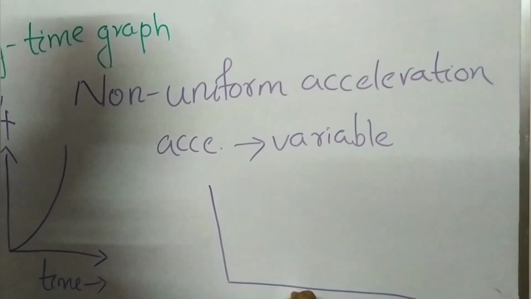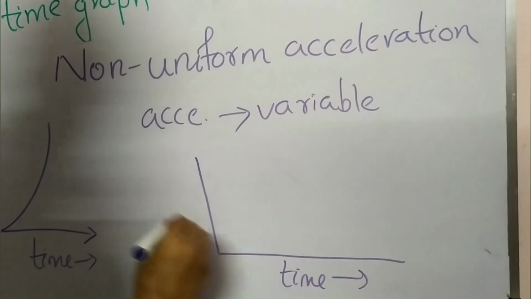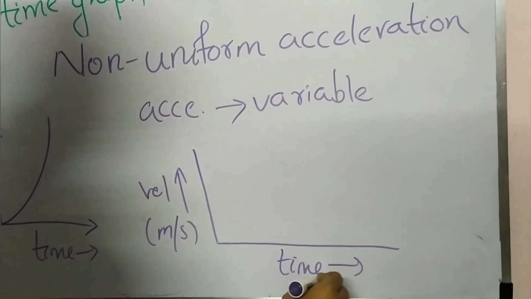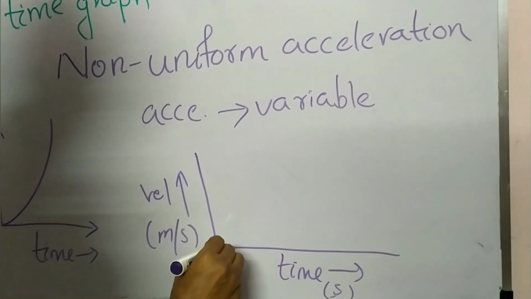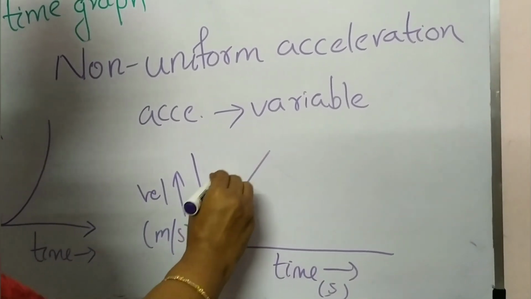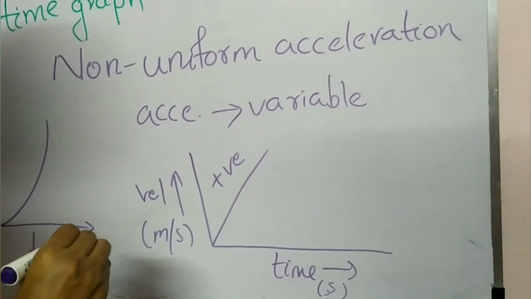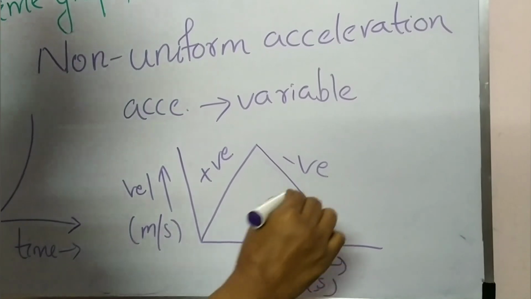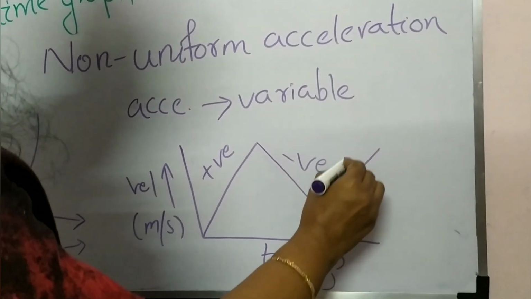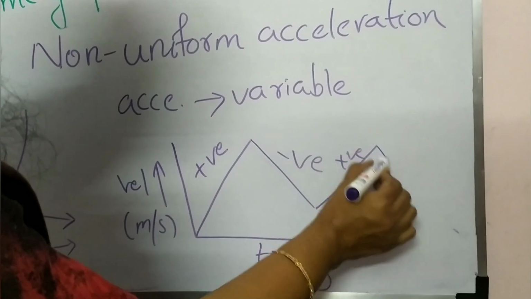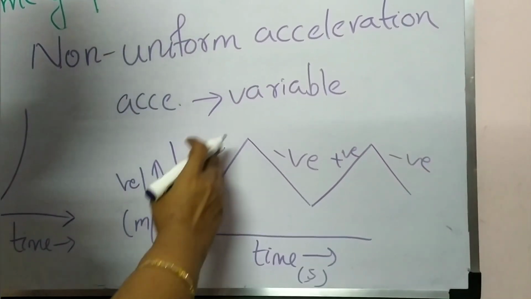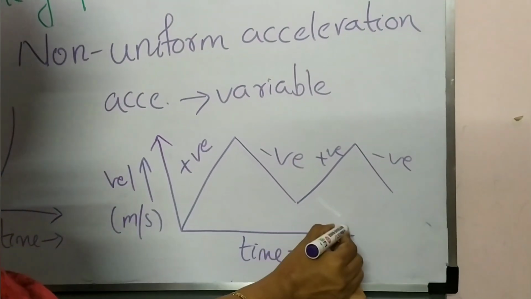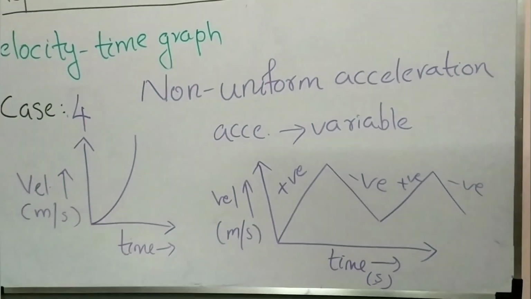Here you can see this is time, here it is velocity, here you have to write the unit, here it is second. You can see here this one gives you positive acceleration, okay. Then here you can see negative acceleration, again positive acceleration, then negative acceleration. Here also the acceleration is changing, no. This is also an example for non-uniformly accelerated motion.